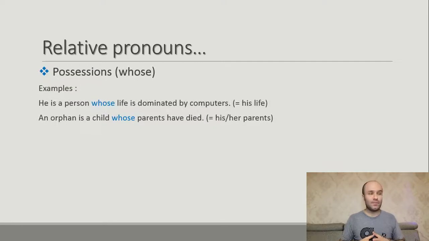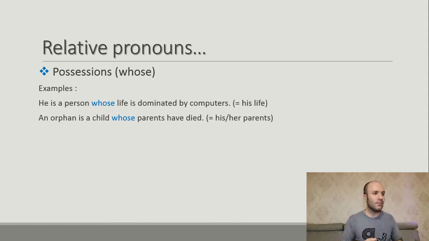Okay, possessions means the things that you own. We use whose for possessions. Examples: he is a person whose life is dominated by computers. Okay? Whose life is the same as his life. Okay? It means his life. An orphan is a child whose parents have died. Okay? Again, the parents of the child. So, whose parents have died? His or her parents. Okay?